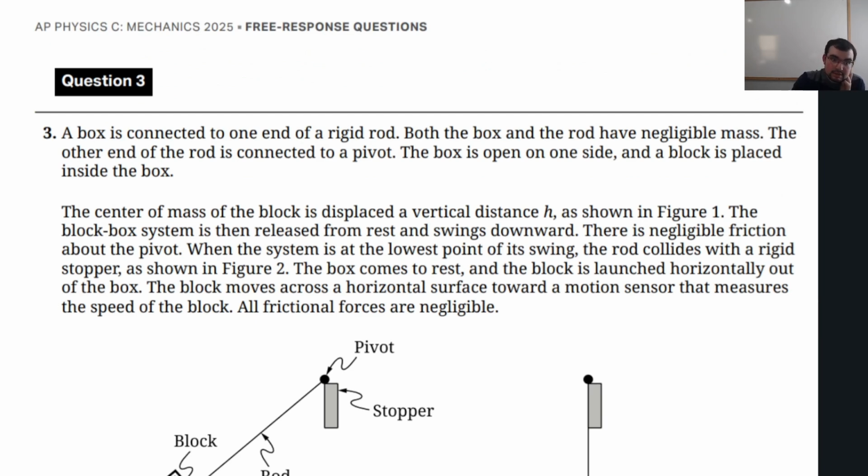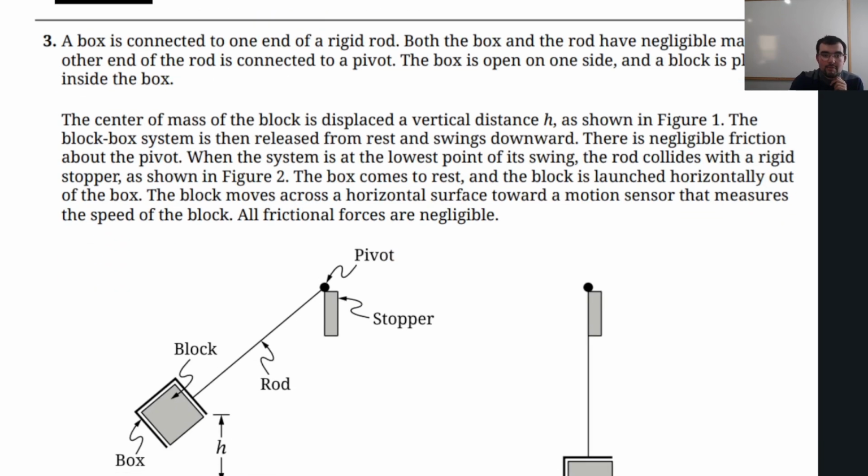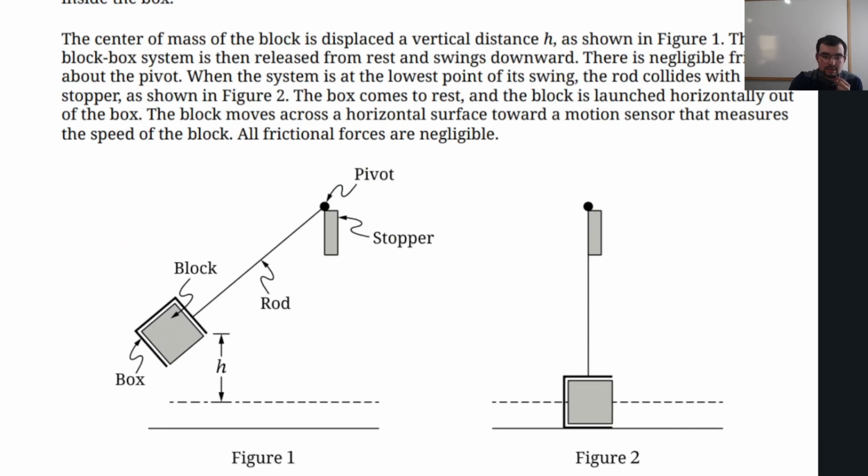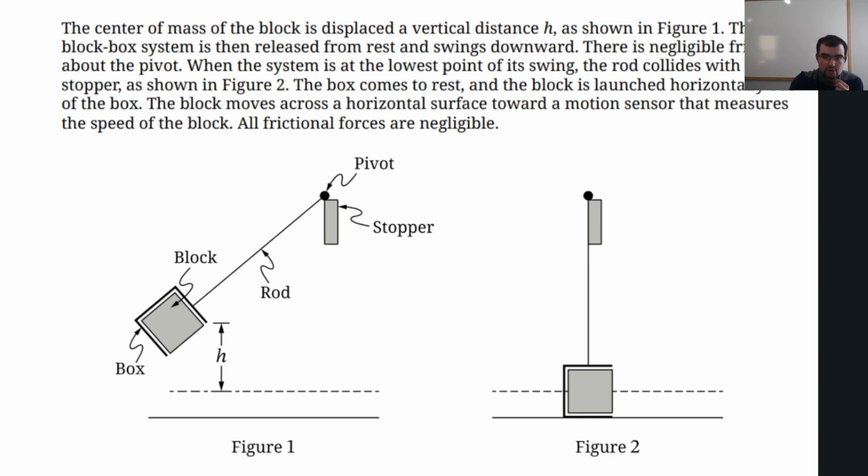A box is connected to one end of a rigid rod. Both the box and the rod have negligible mass. If they didn't, this would be a much more difficult problem, but still doable. The center of mass of the block is displaced some distance and it swings to the bottom. We want to find g using this with a motion sensor.